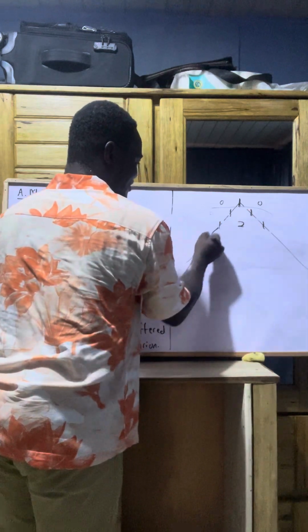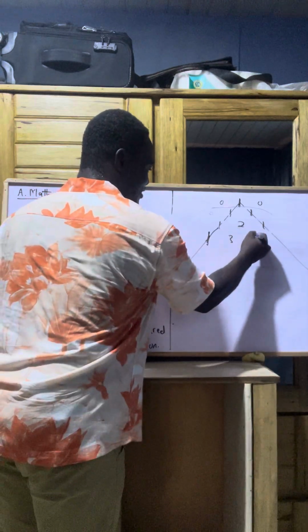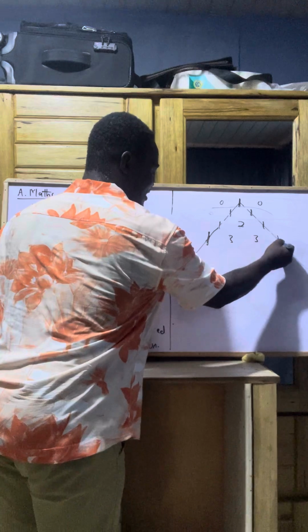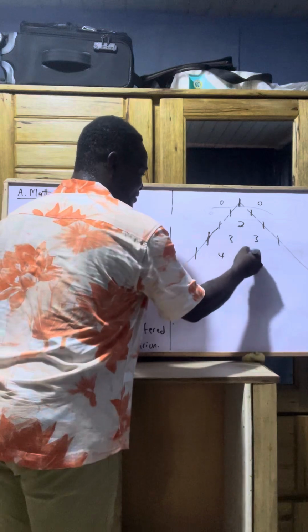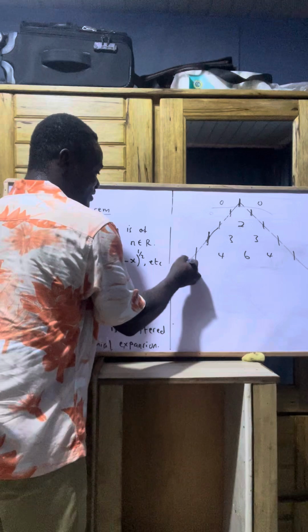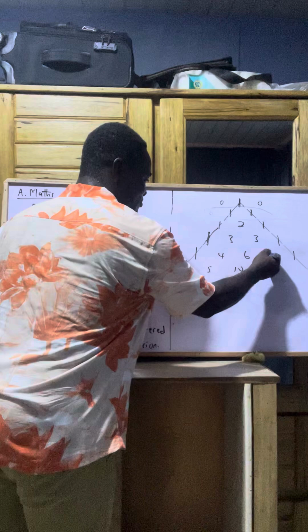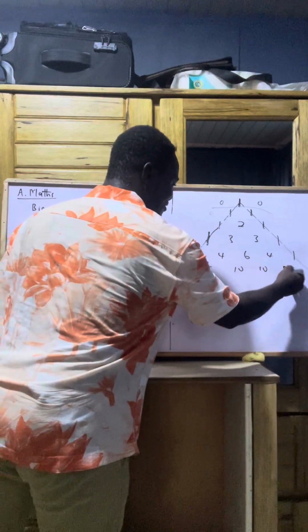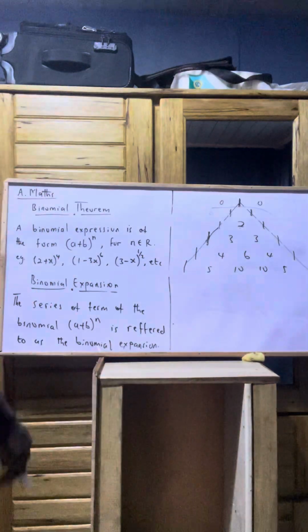So when you come here, what do you think it will be here? It will be 1. You add this and this, 3. 2 plus 1, 3. 1 plus 0, 1. 1 plus 3, 4. 3 plus 3, 6. 3 plus 1, 4. 1 plus 4, 5. 4 plus 6, 10. 6 plus 4, 10. 4 plus 1, 5. 1 plus 0, 1. So it goes in that way. So you see that it starts with 1, ends with 1. That is how it goes.